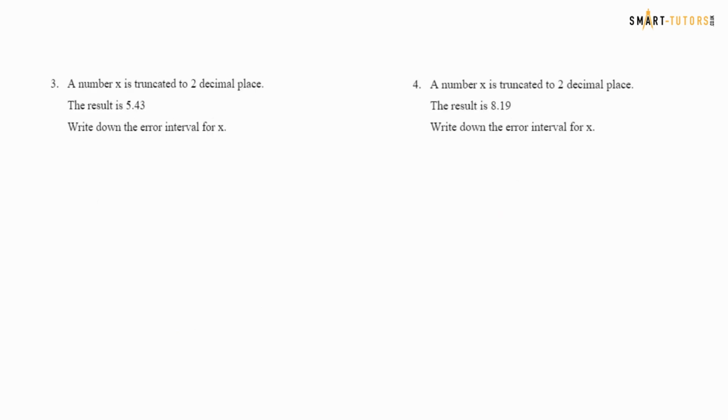Question number 3. A number is truncated to two decimal places to 5.43. So let me write the error interval equation.